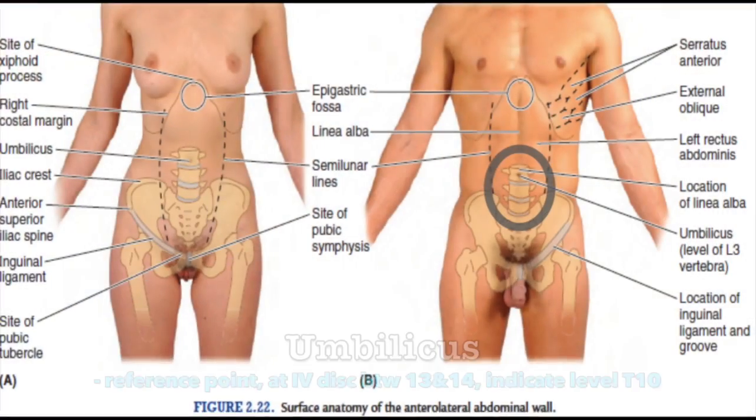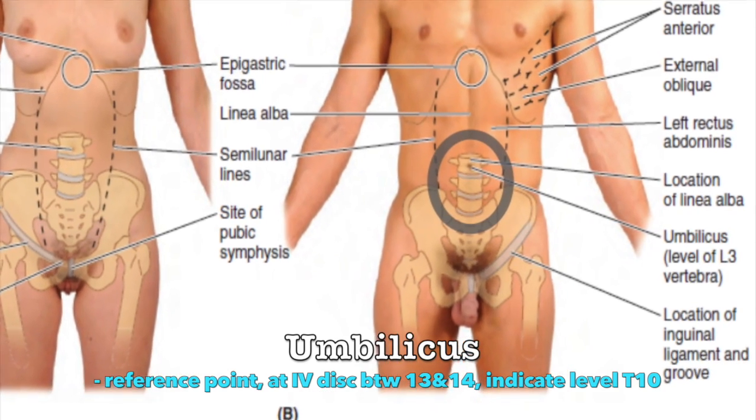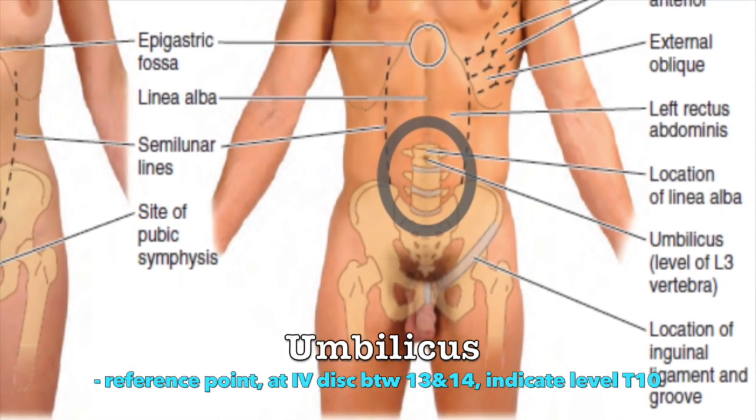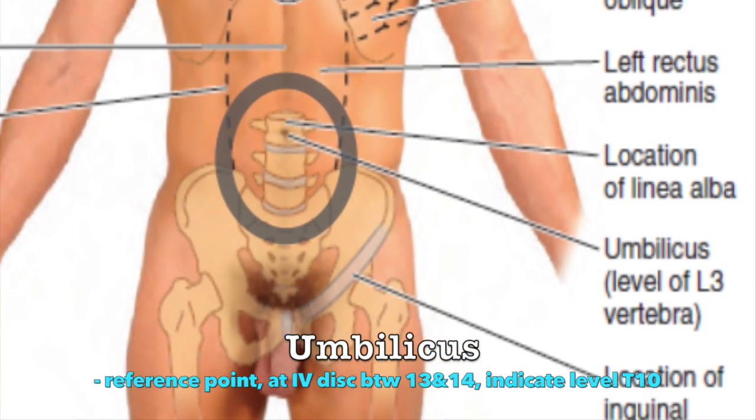From group C11, we will explain the surface anatomy of the anterolateral abdominal wall and also the quadrants. So let's take a look. The umbilicus is obvious and is the reference point for the transverse umbilical plane. It is also at the level of the IVD between L3 and L4 vertebrae and indicates the level of the T10 dermatome.